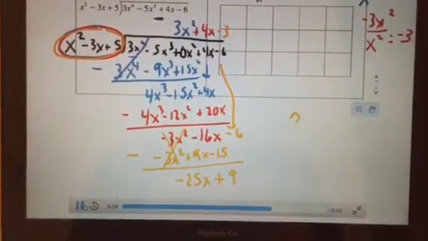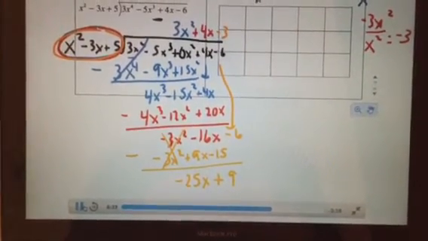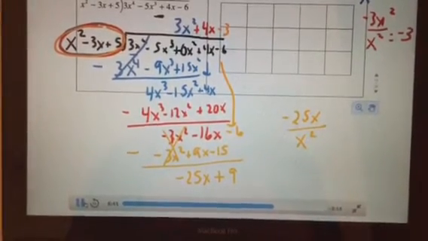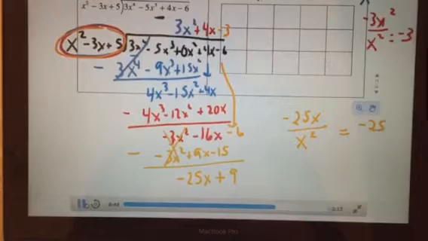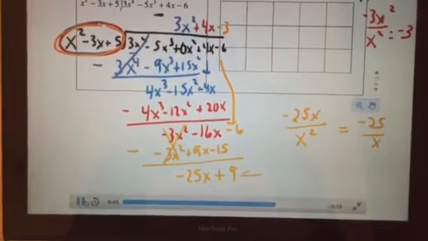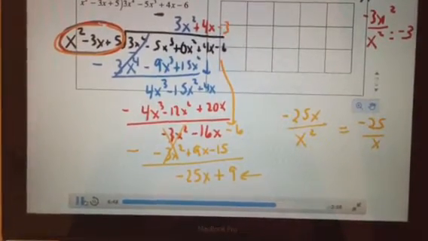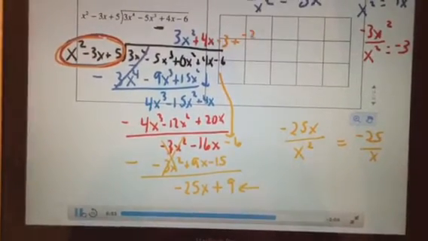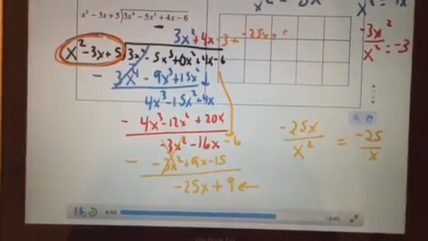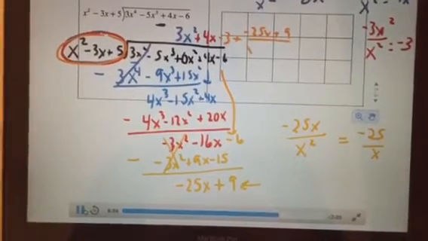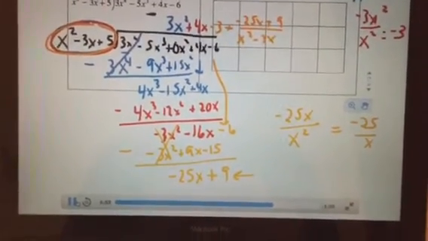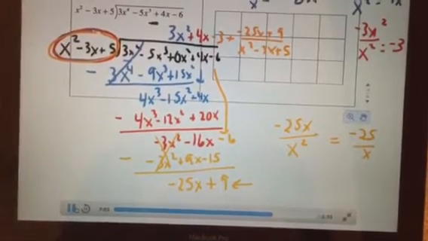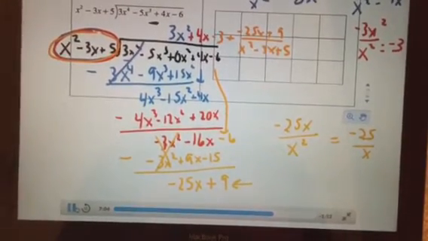So now I'm thinking to myself, okay, what's negative 25x divided by x squared? Well, it's not a whole value. It'd be negative 25 over x. So that's how I know this must be remainder. So I bring it up top and write it as plus negative 25x plus 9 over x squared minus 3x plus 5. Okay, so there are two examples of polynomial long division.